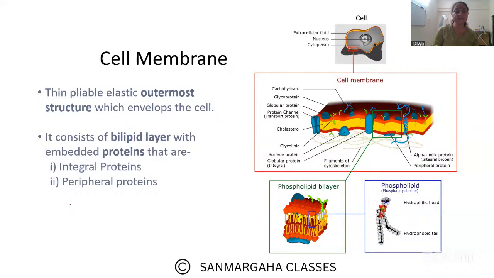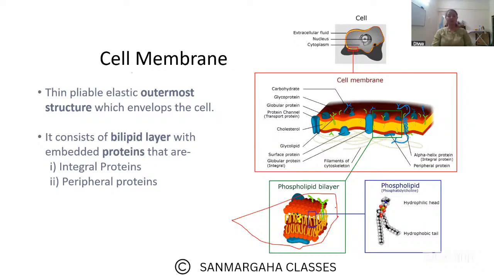So what is a cell membrane? The plasma membrane is the outermost structure of the cell, which covers the cell. It is made up of a bilipid layer, so two lipid layers. You can see the lipid layer in this picture. The bilipid layer is seen here, and the protein is attached to it.